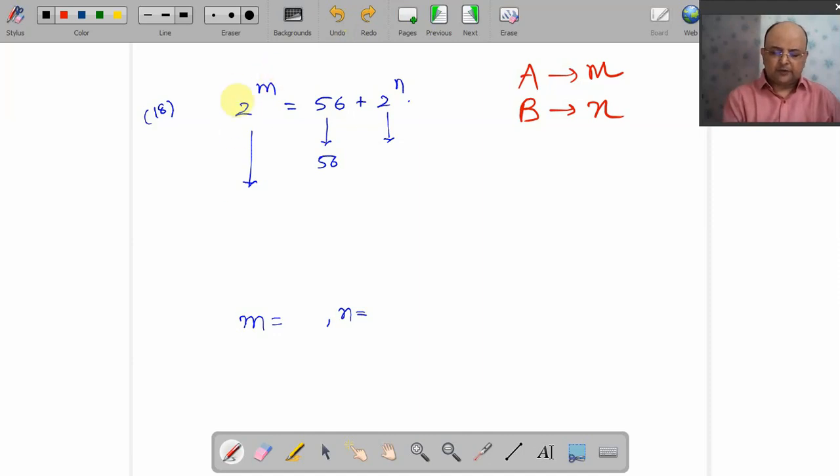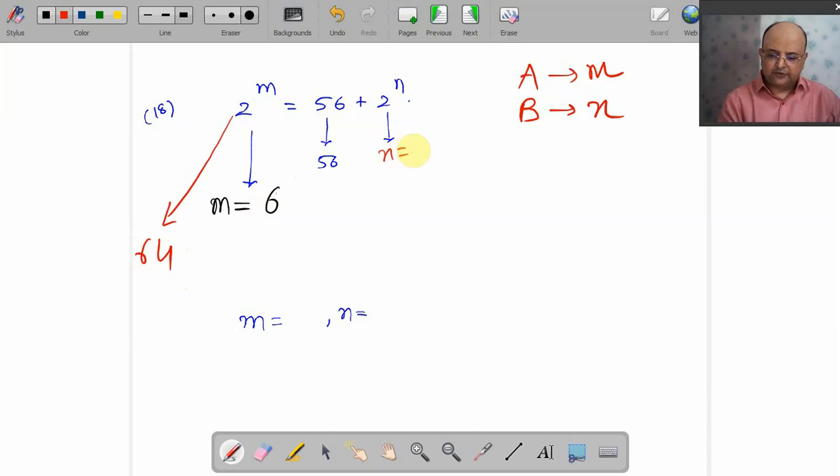This 2 raised to m has to be greater than or equal to, rather more than 56. Because this is 56 plus something, and 56 plus something is 2 raised to m. So 2 raised to m has to be bigger than 56. So the first answer that comes to mind is m equals 6, if I choose. What is 2 raised to 6? 2 raised to 6 is 64.